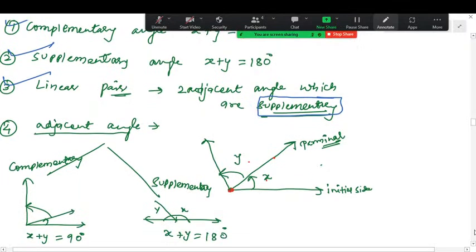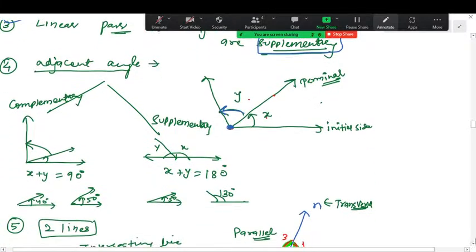Now the question arises, what are adjacent angles? Adjacent angles are two angles whose vertex is the same and one side is common. But remember, complementary angles may be adjacent, that you see here, but may be not adjacent, that you observe here. Similarly, supplementary angles may be adjacent or may not be adjacent. Here they are not adjacent. Got it?